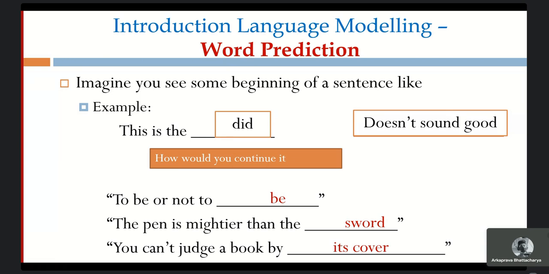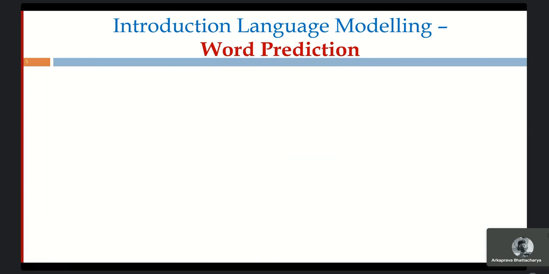What could be the reason behind this? You were able to do it. Now I want the system to do the same thing. To be or not to, if it's given, the system should be able to predict it is be. If I give the pen is mightier than dash, then it should be able to predict sword. You can't judge a book by dash, then the system has to predict it as its cover. So I want to build such a type of system. So this is what we call modeling of a language.